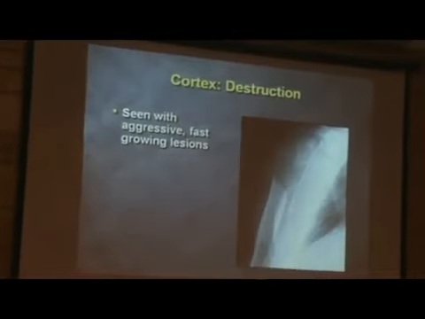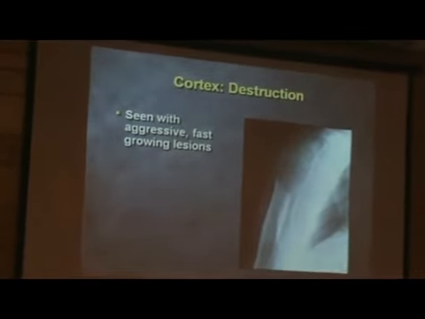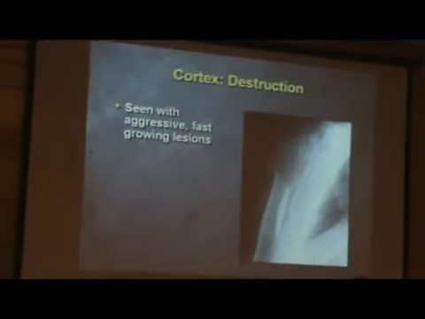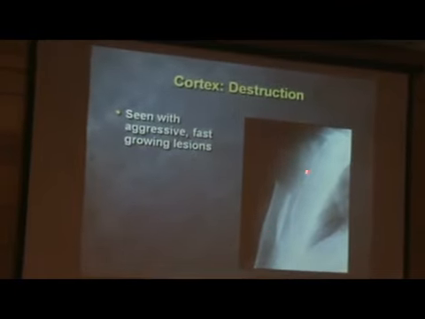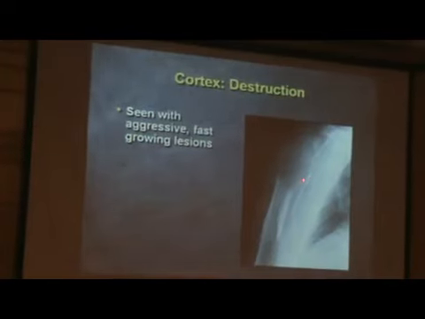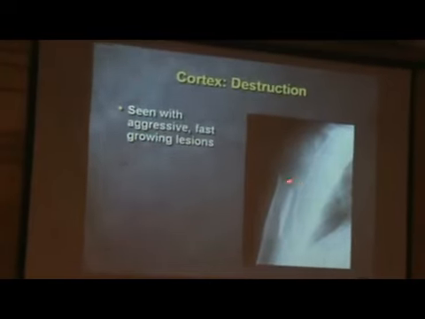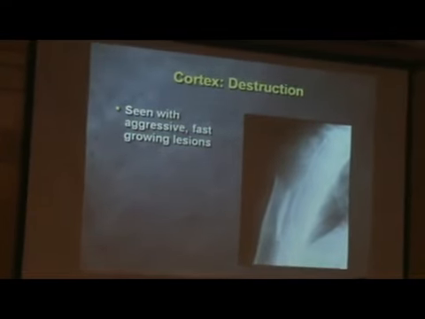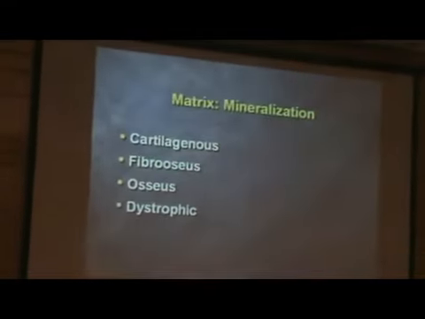So when we see the cortex destroyed, we always consider something aggressive. In this patient, you can see that essentially there's no cortex left in the proximal humerus medially, with soft tissue extension. This was affected by renal cell carcinoma metastasis.